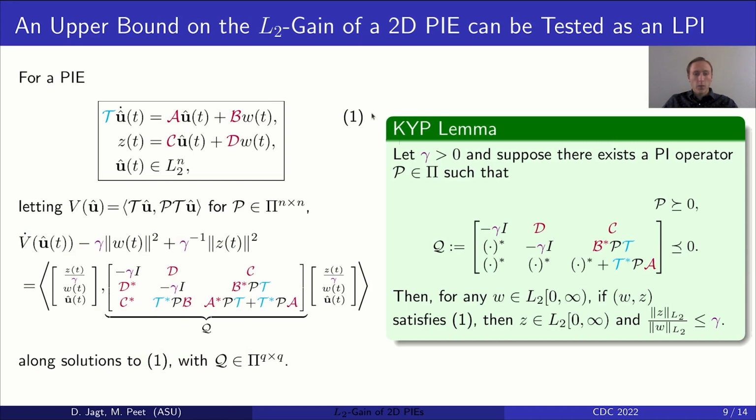In particular, for a partial integral equation of this form, we note that we can parameterize a quadratic storage function by a PI operator P, and then the derivative of this storage function along solutions to the system must satisfy this identity here, where Q will be a PI operator as well. Then we can prove the KYP lemma, namely, if there exists a positive semi-definite PI operator P such that this operator Q here is negative semi-definite, then the L2 gain of our partial integral equation will be bounded by gamma.